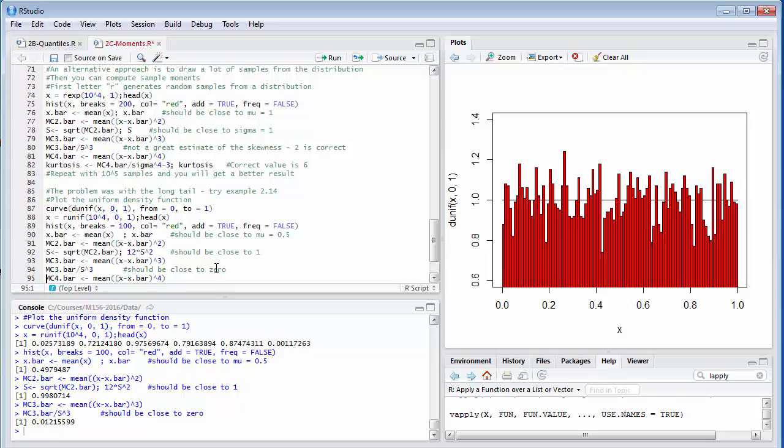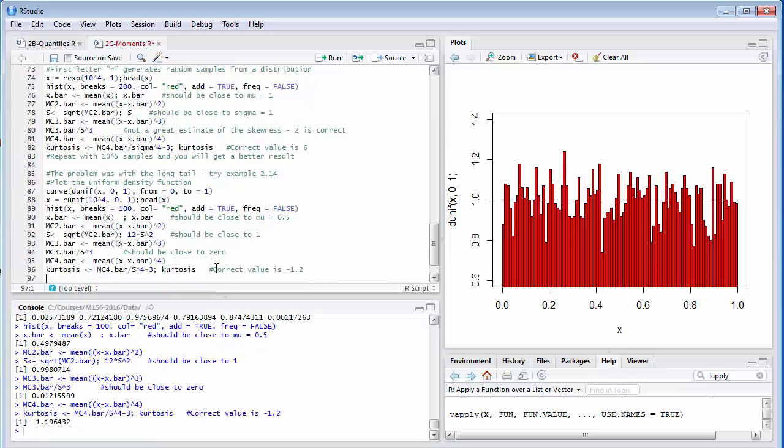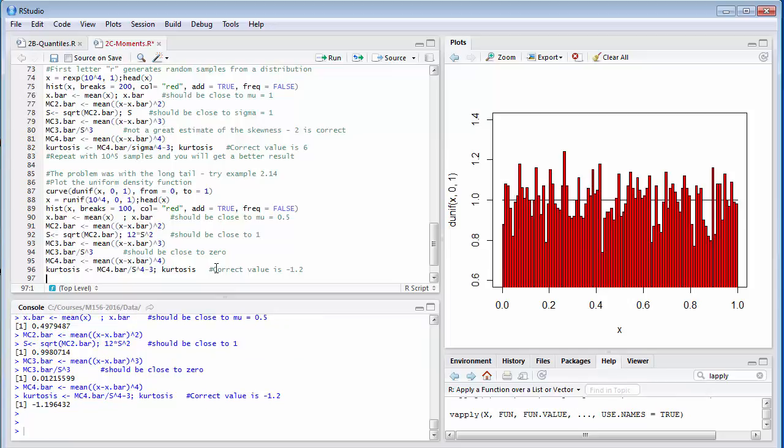What's interesting is the kurtosis. So I take x minus x bar, raise it to the 4th power. That gives me the 4th sample moment. Divide by s to the 4th, subtract 3 to get the kurtosis. And what do you know? That's about as large a negative kurtosis as you're ever likely to encounter. It's minus 1.19. And with that, I conclude my discussion of moments.